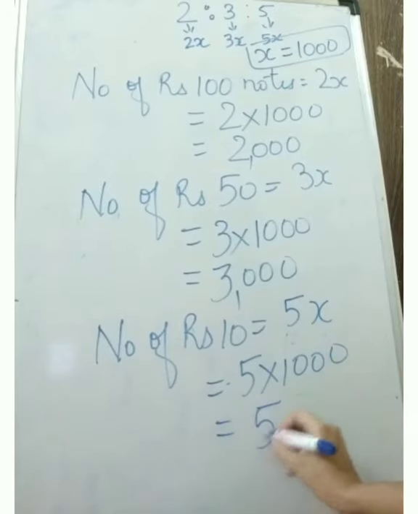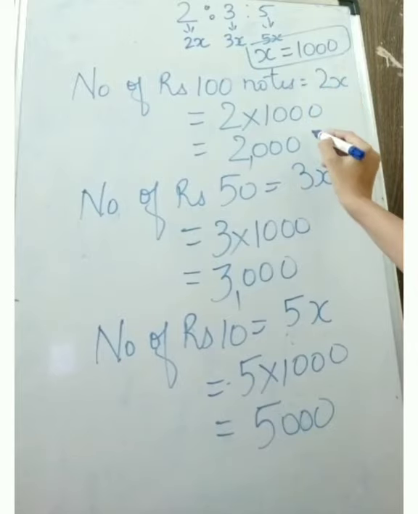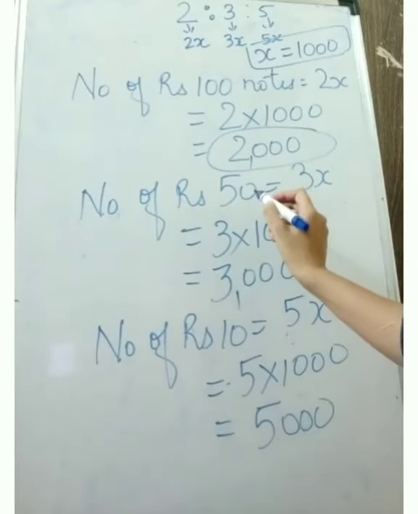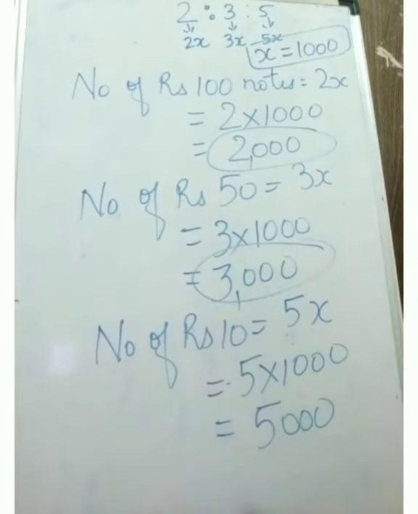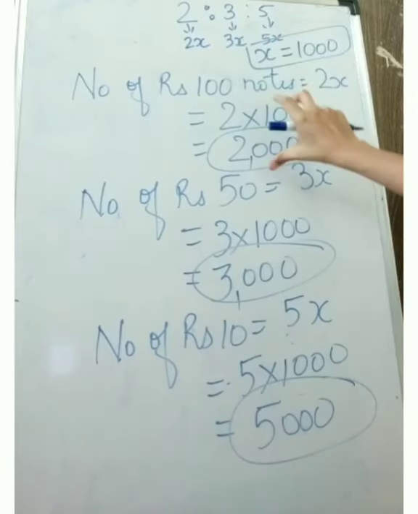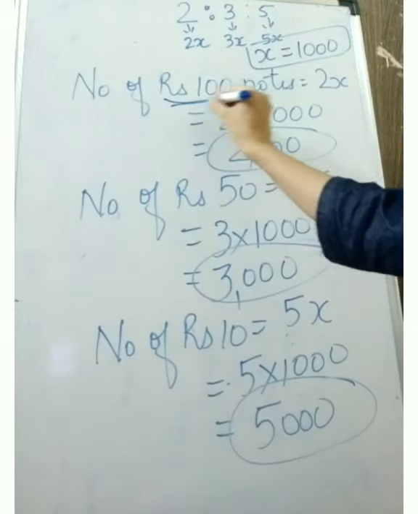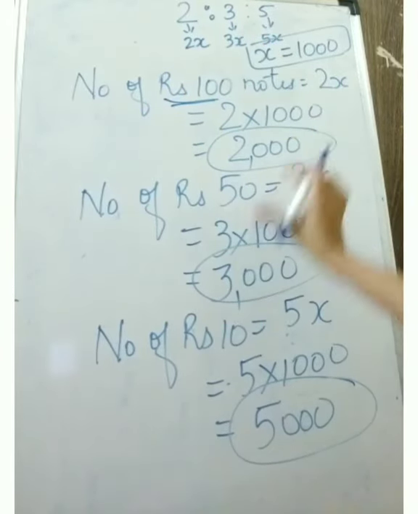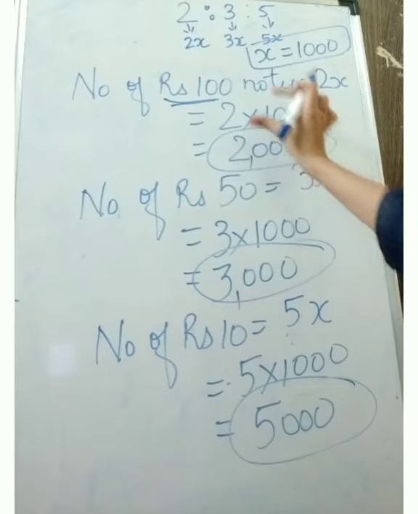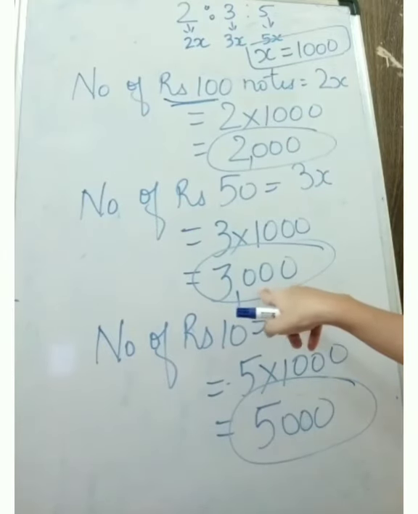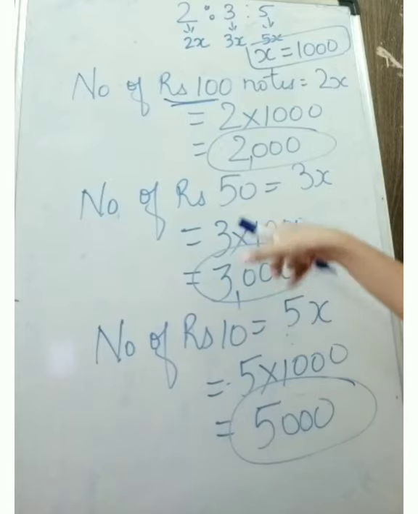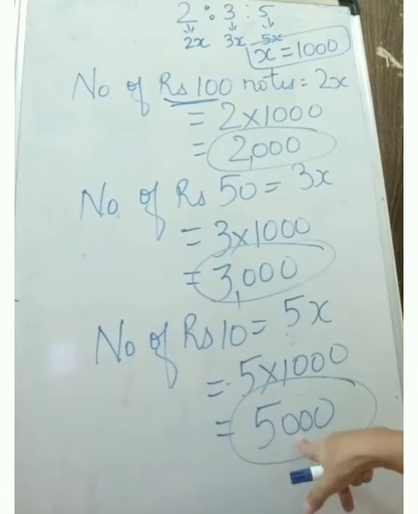So it becomes 5000. Now how many 100 notes are we having? 2000. How many 50 notes are we having? 3000. And how many 10 rupees notes are we having? 5000. So we come to know that 2000 notes are there of 100 rupees, 3000 notes are there of 50 rupees, and 5000 notes are there of 10 rupees. Okay.